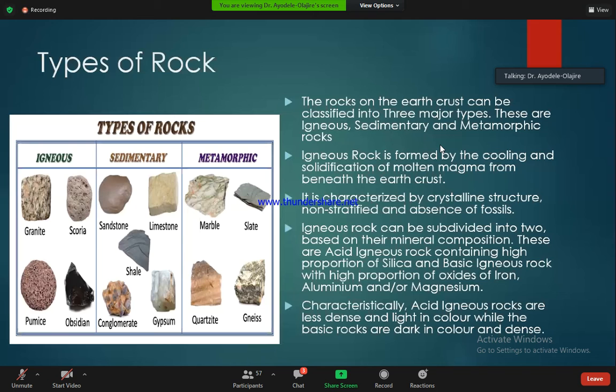Now, another difference between the two is that the acid igneous rocks are not as heavy as the basic ones, and they are lighter in color than the basic ones. So the basic igneous rocks are heavier and they are darker in color.